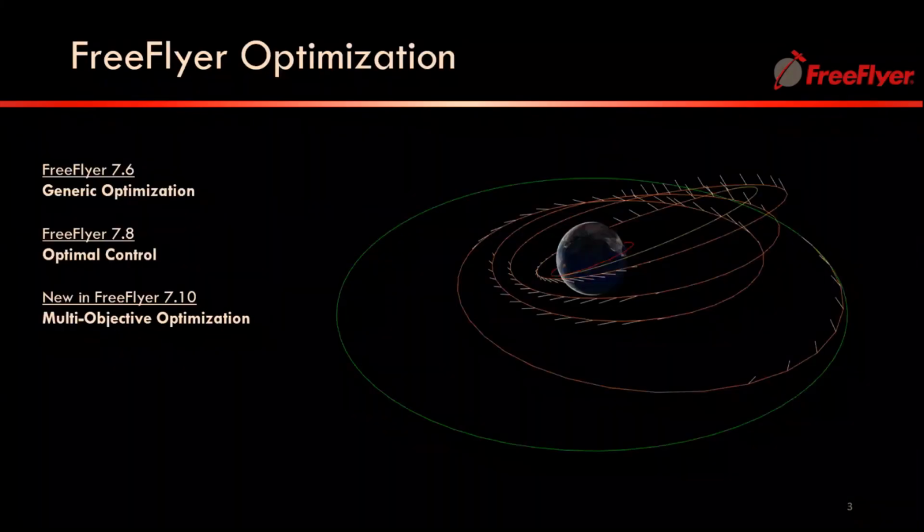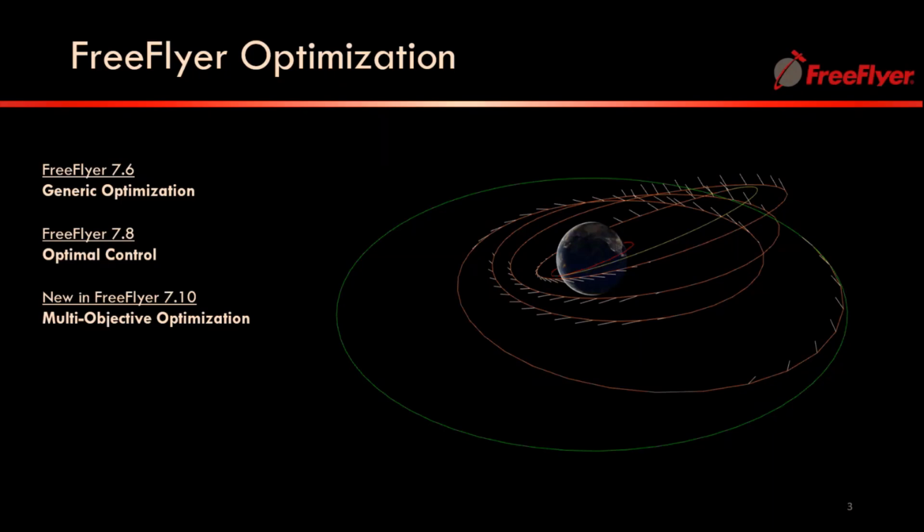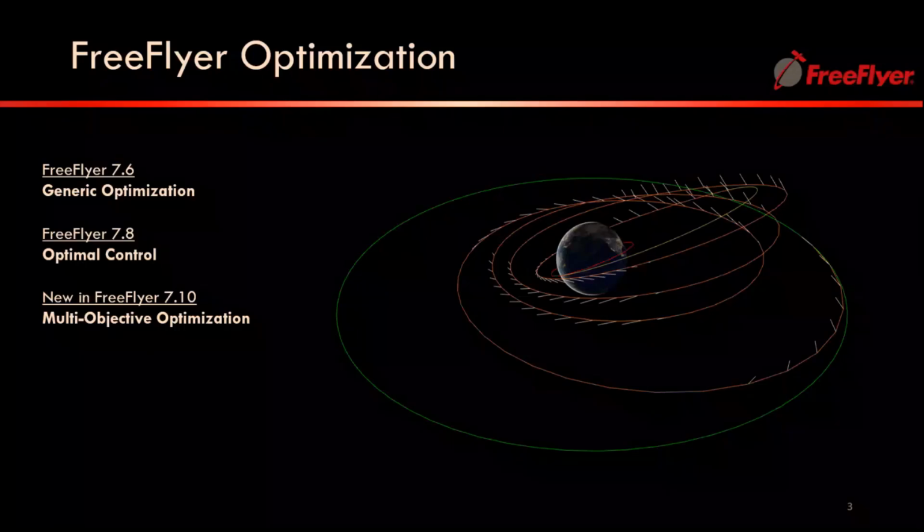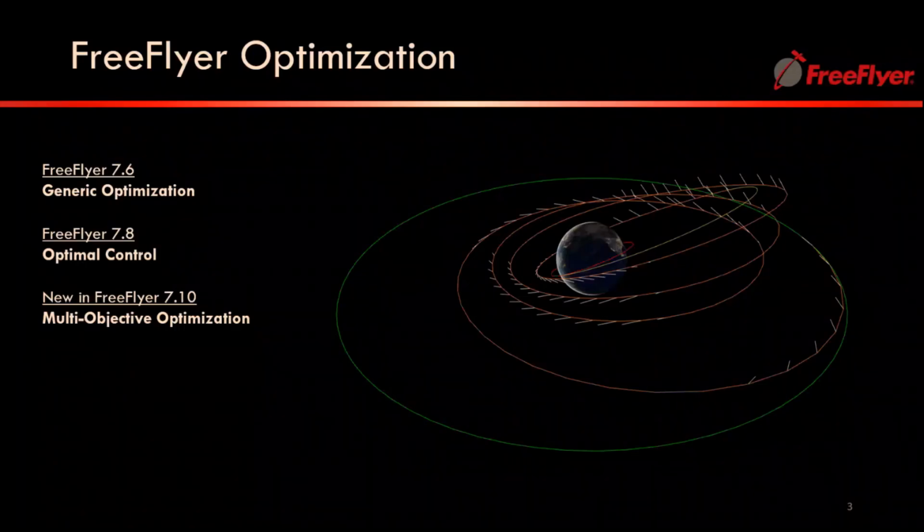Thank you, Regis, and welcome everybody to this FreeFlyer webinar, where we are excited to share with you some of the new features coming in FreeFlyer 7.10. Way back in FreeFlyer version 7.6, we added our generic optimization functionalities. And then in FreeFlyer 7.8, we built on those with optimal control features. And now in FreeFlyer 7.10, we'll be adding multi-objective optimization, which is going to be the topic of discussion for today.